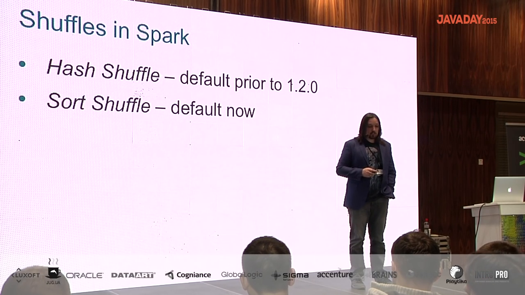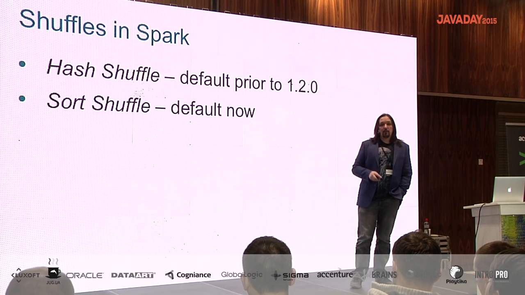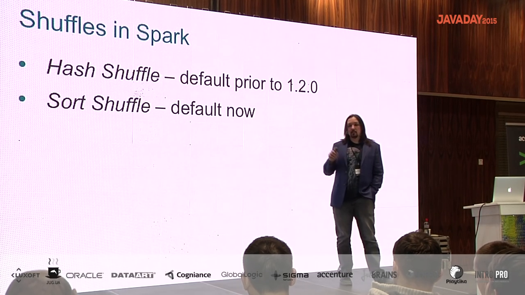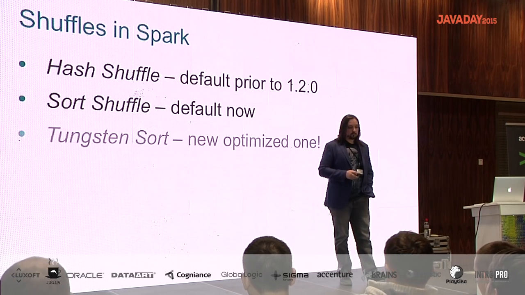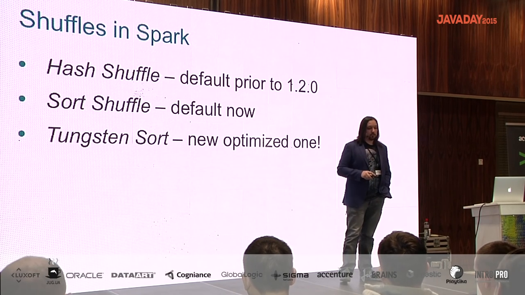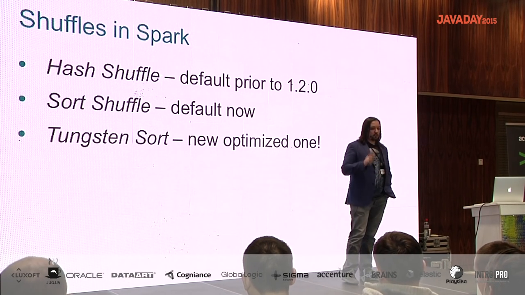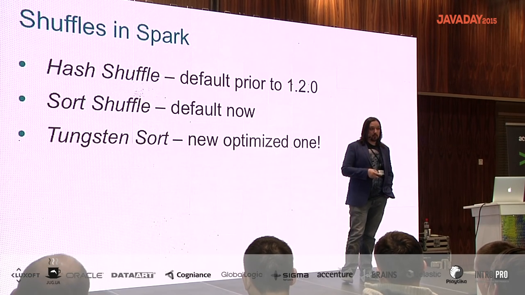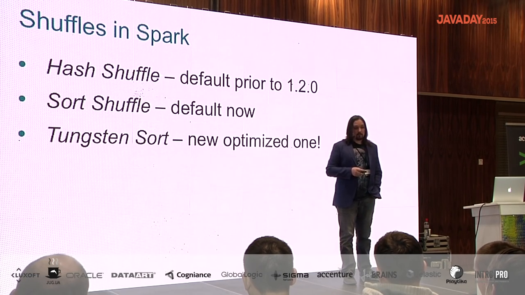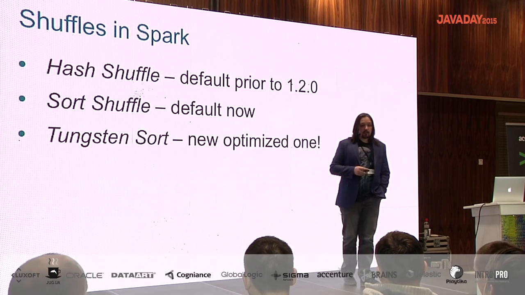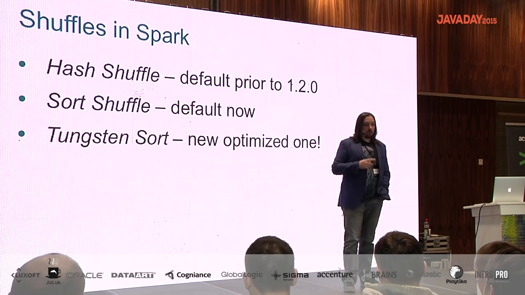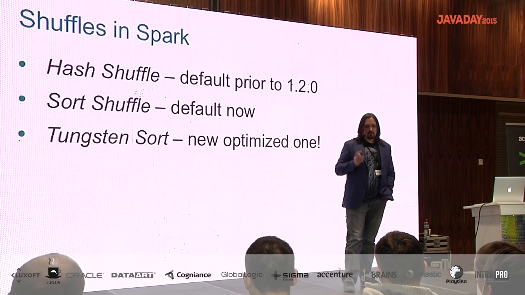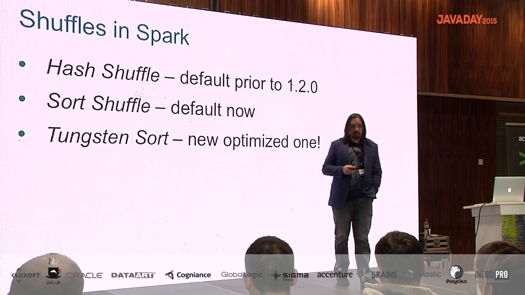The next implementation is sort shuffle. It is the default now. It's implemented in a very similar way to Hadoop. And the last one is tungsten sort. As you might know, Project Tungsten is a project initiated by Databricks, who mainly maintain Spark now. The idea is to make Spark very, very fast, at least 3 or 5 times faster.